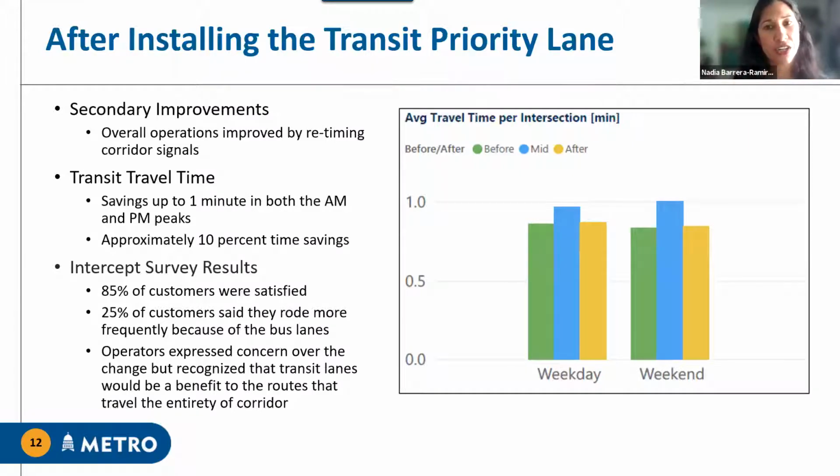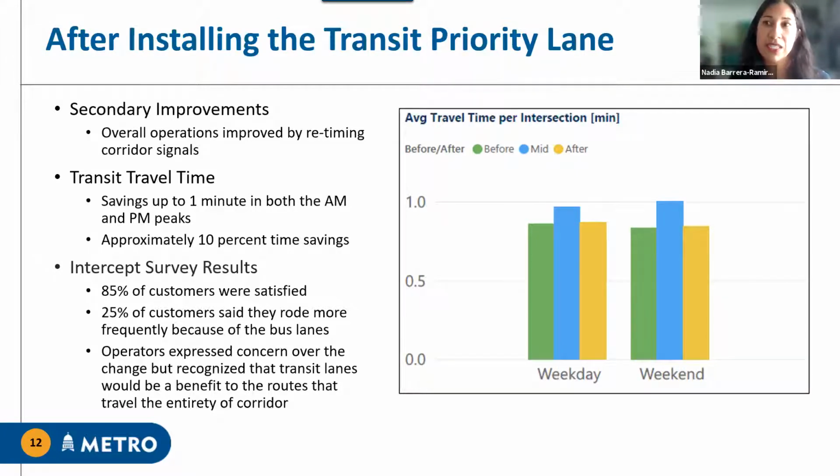So on the right here, you can see a chart that shows the average travel time along the corridor, and this is for all traffic. The green bar is before, and the blue bar is after the transit priority lane went in without the signal retiming. And then the yellow bar is with the signal retiming. So you can see that between the green and the yellow, it's really a very small, maybe 1% difference in travel time. And that's all because of the signal retiming. And so the fact is that we could carve out that bus only lane and right turn only lane and not see a big difference in travel time for general traffic, which is a win for us.